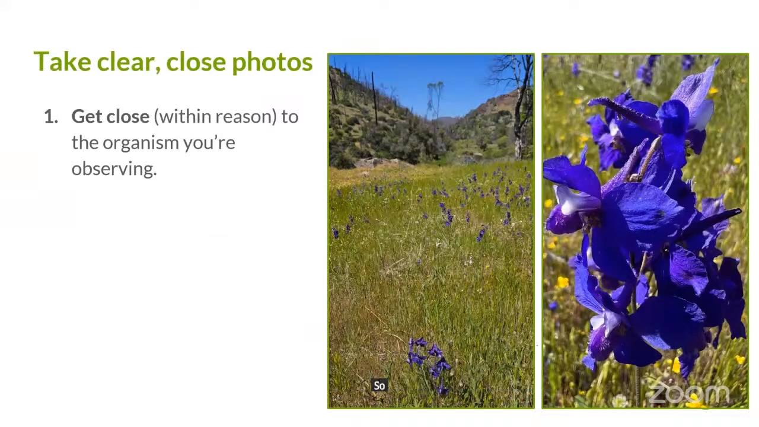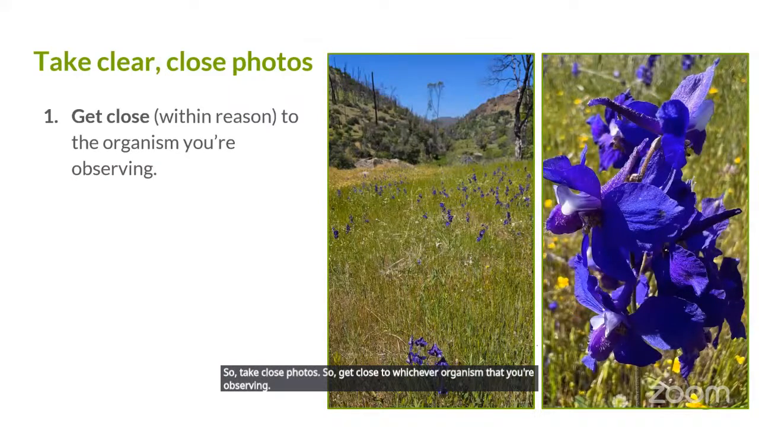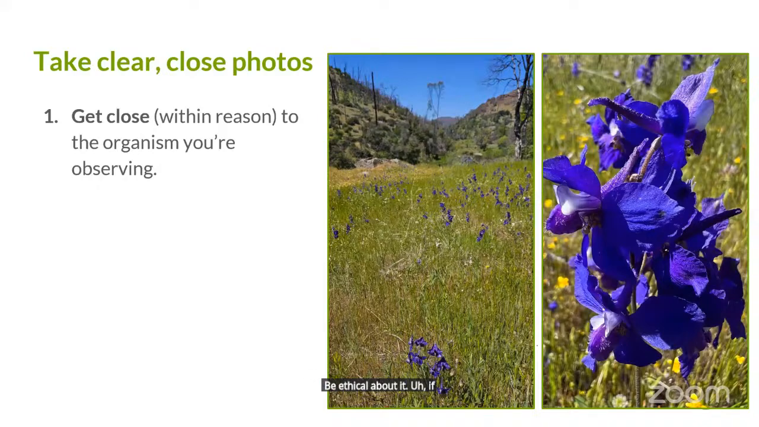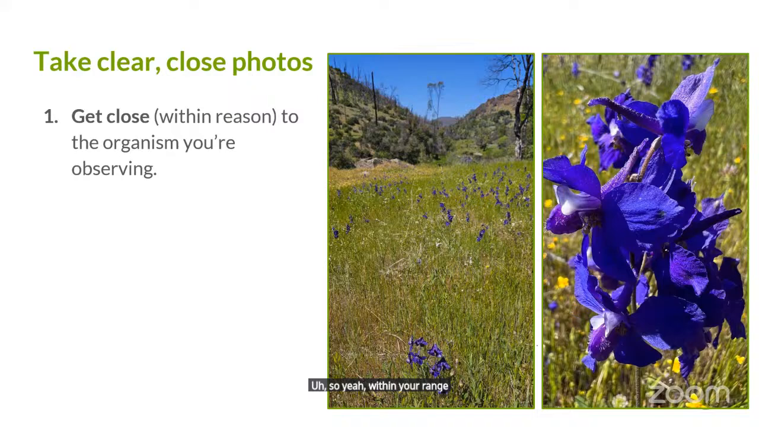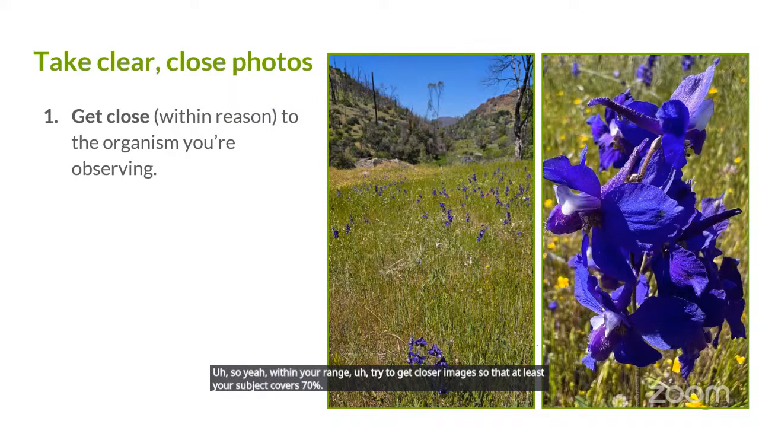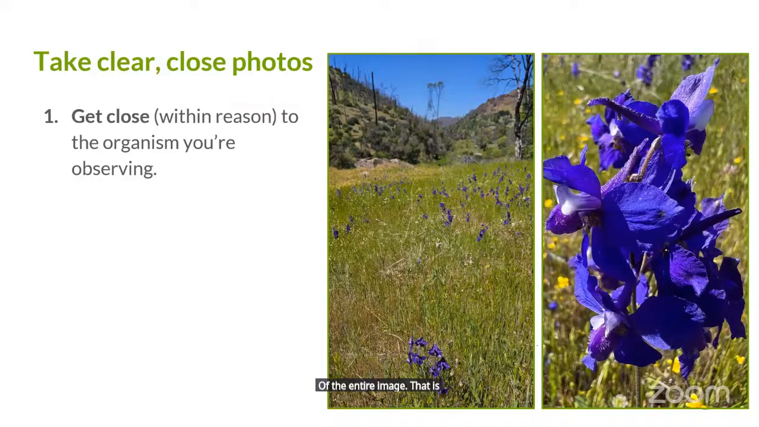So take close photos. Get close to whichever organism you're observing. Be ethical about it. If it's a snake, please don't go close. That's very obvious. Within your range, try to get closer images so that your subject covers at least 70% of the entire image. That is the ideal size that you should be looking for.